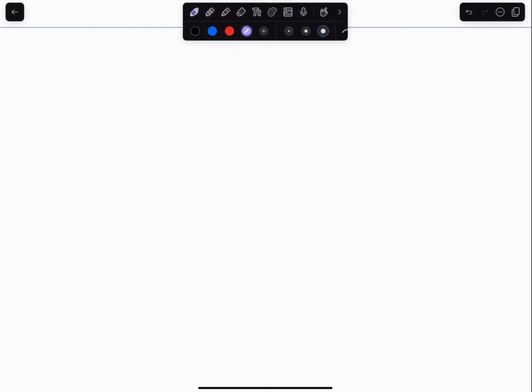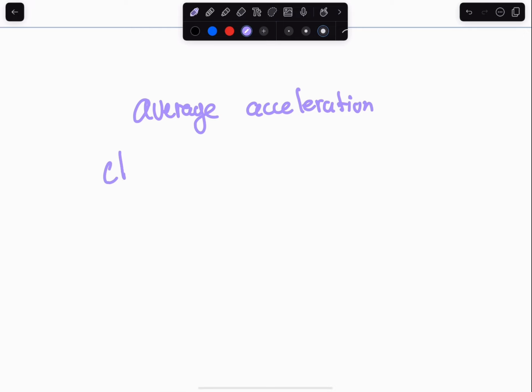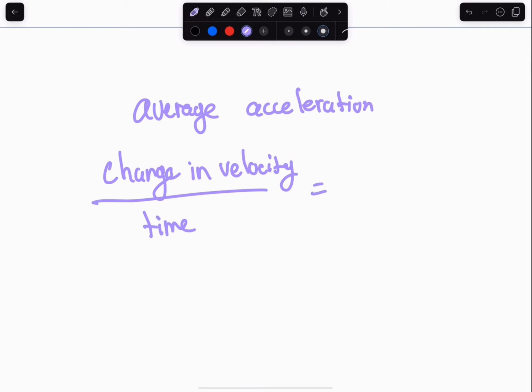Let's start with average acceleration. Average acceleration is the change in velocity over time, which can also be written this way. This is pretty straightforward and similar to average velocity in its setup.